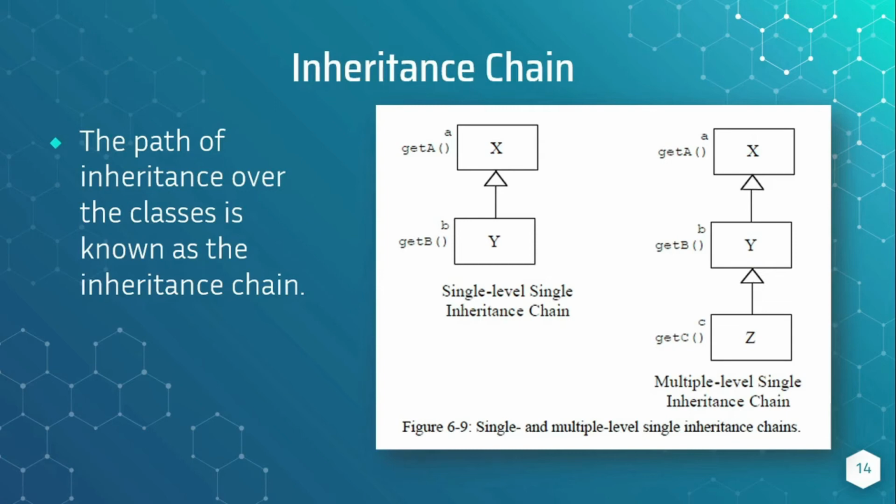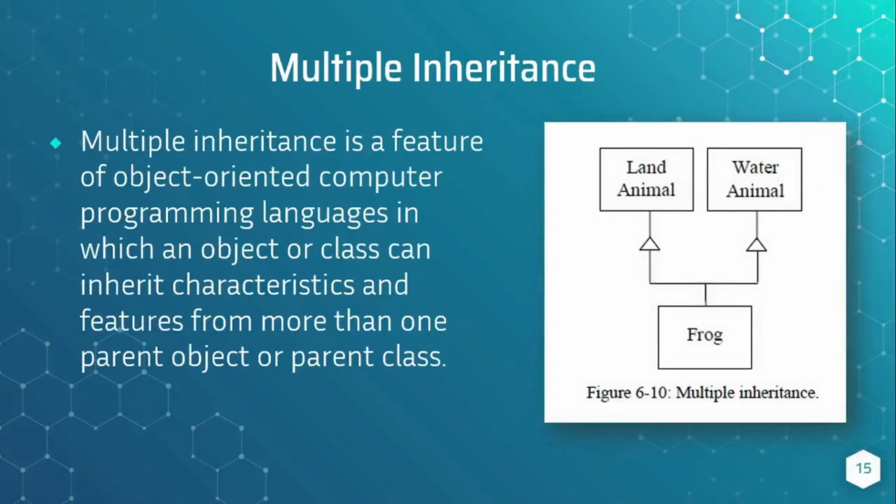Besides single inheritance, there is also multiple inheritance. A class hierarchy is said to exhibit multiple inheritance if a subclass in the hierarchy inherits properties from two or more superclasses in more than one inheritance path. Multiple inheritance is a feature of object-oriented computer programming languages in which an object or class can inherit characteristics and features from more than one parent object or parent class.